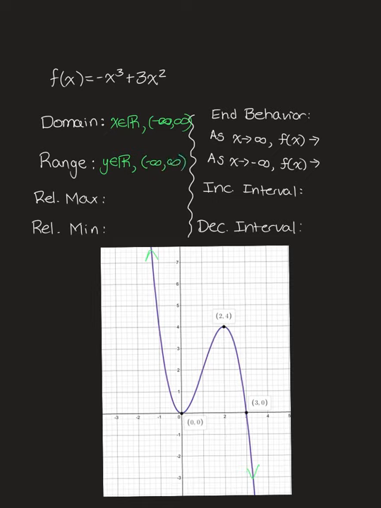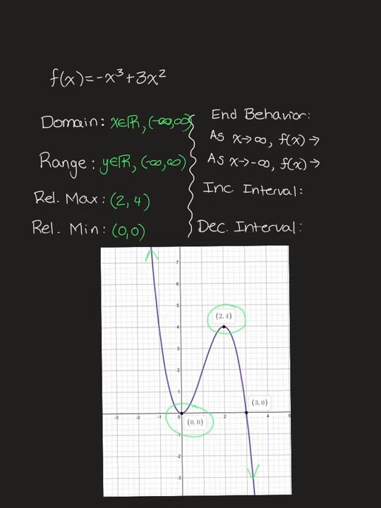Okay, now let's look at the relative max. So that's the turning point that's the highest, which is going to be this point here. So (2, 4) is your relative max. Your relative minimum is this lower point down here, (0, 0). And so your increasing and decreasing intervals should be between those x values, 0 and 2. Okay, and we'll get to that in just a second.